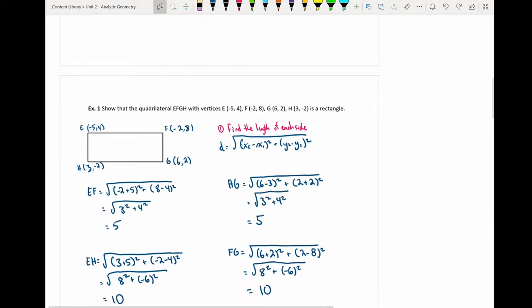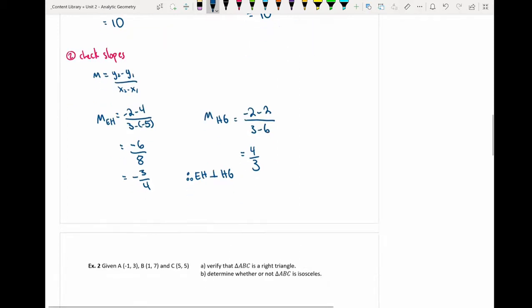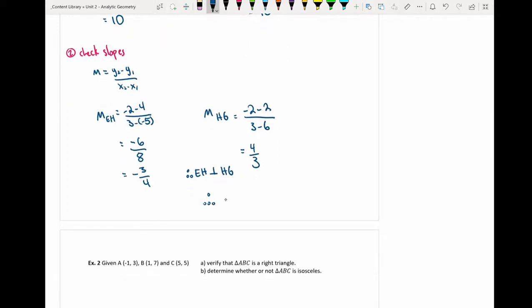And if they are perpendicular, then I know they formed a 90-degree angle. So when I use my slope formula and plug the values in, -2 minus 2 over 3 minus 6 equals 4 over 3 when I simplify it. And I can see that, therefore, EH is perpendicular to HG, and therefore EFGH is a rectangle.